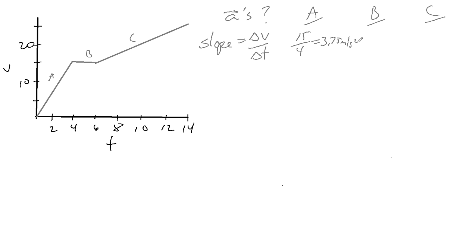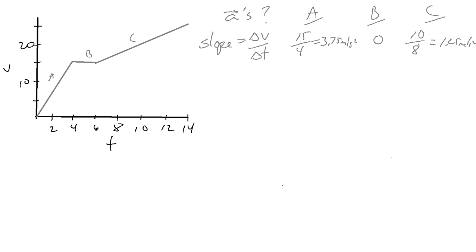Okay. Then we go to section B. Now B is just going straight across for a couple seconds. So if it's flat, the slope is 0, and there'd be 0 acceleration at that point. We can go to C. We'll do the same type of thing for C. If we look at the change in V, it starts at 15 and it goes up to 25. So the change in V was 10, and that lasts for 8 seconds. So we've got 10 divided by 8, and of course 10 divided by 8 is going to give us 1.25 meters per second squared. So those would be the 3 accelerations for those points.